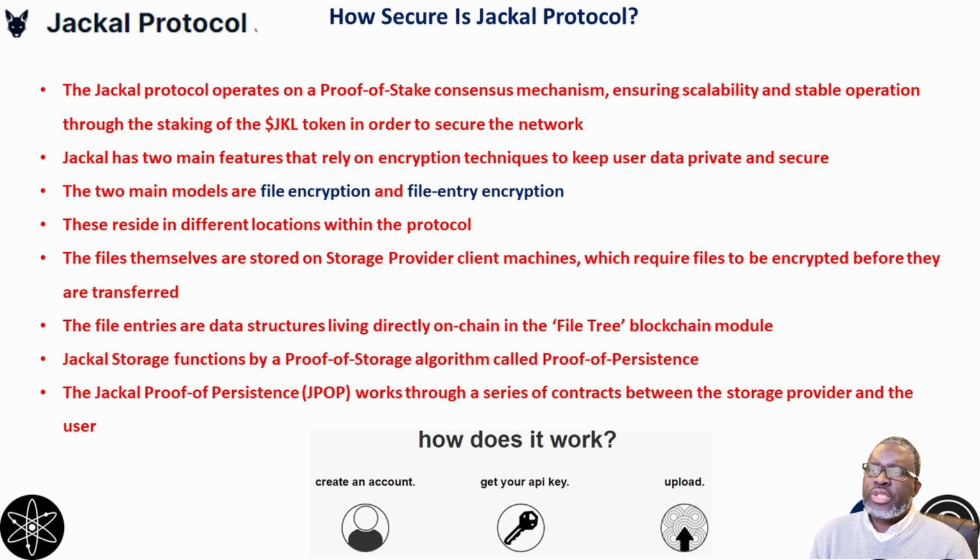As for the storage solutions themselves, JKL storage functions by a proof of storage algorithm called proof of persistence. The JKL proof of persistence, or JPOP, works through a series of contracts between the storage provider and the user. These contracts contain the Merkle tree root hash for the file and the information required to prove ownership of a file. Now, on to interoperability.